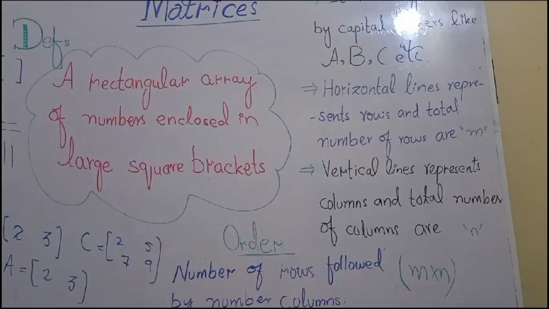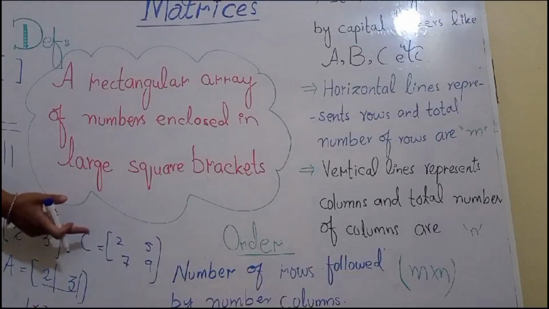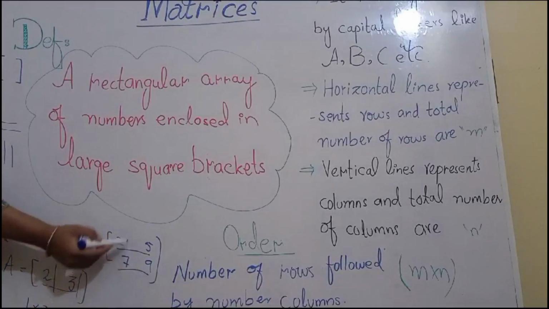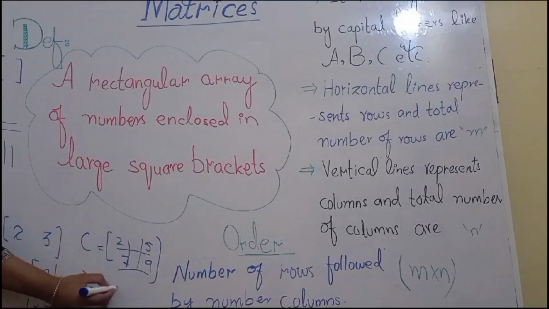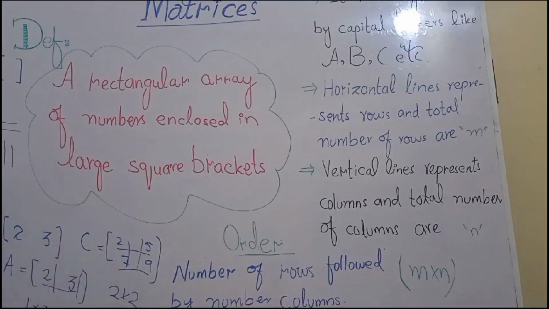So let's move toward the first example here. A equals [2, 3]. How many rows are there? Just a single row. And how many columns are there? There are 2 columns. So the order of the matrix is 1 cross 2. Similarly, in this scenario, there are 2 rows and 2 columns, so the order of the matrix is 2 cross 2. Similarly, 3 cross 3, 2 cross 3, 4 cross 3. These are the different orders of matrices.